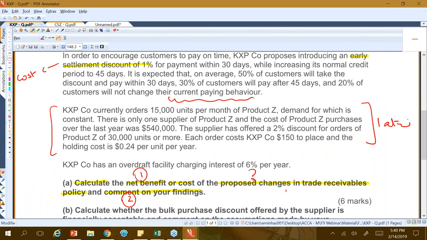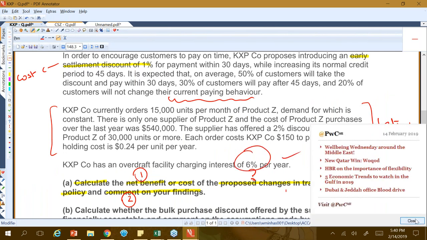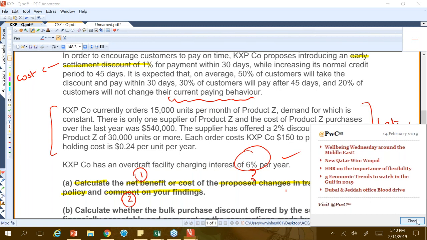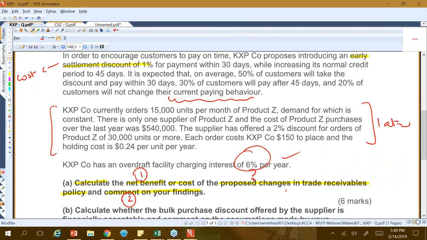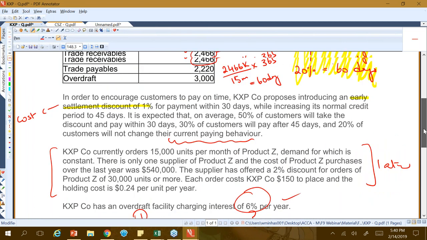KXP has an overdraft facility charging interest at 6% per year. So 6% is the interest rate. The overdraft interest is 6%. Now, that's it. This is all the information we have on receivables.